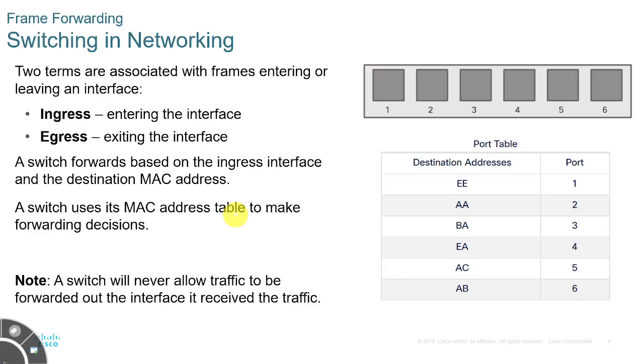You should keep in mind that if, for example, a switch receives a message from port 4 here, it will never forward the message to the same port, even if this switch does a broadcast. It will never forward the message to the same port that it has received this message from.